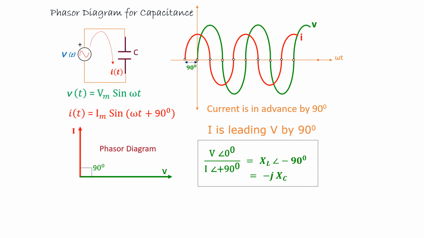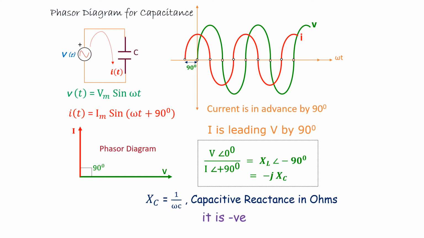If you now put voltage by current as V of angle 0 divided by I with angle plus 90 degrees, you will get X angle minus 90 degrees. Or the other way, you can write it as minus jXC. Here, XC, which is equal to 1 by omega C, is called capacitive reactance in ohms. It is a negative reactance.